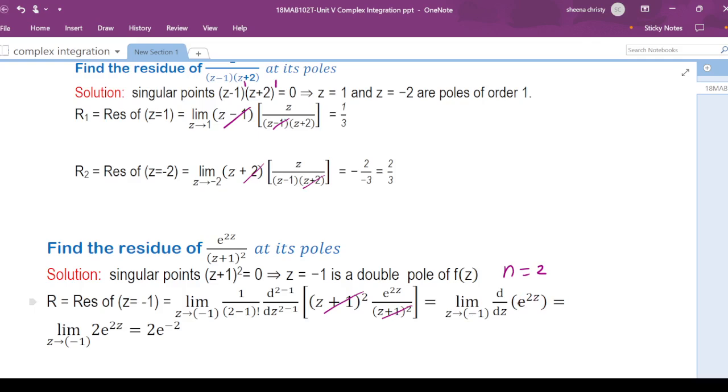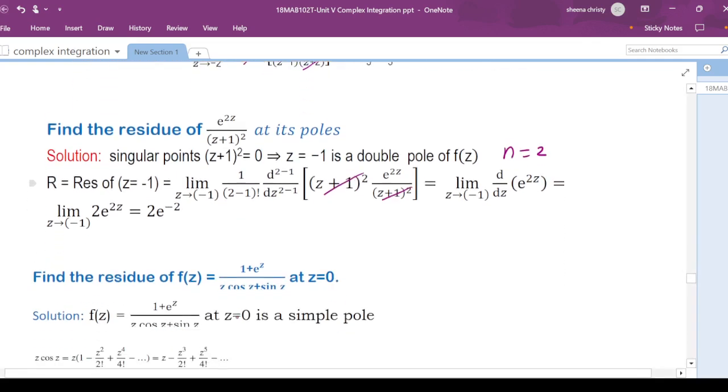We know the differentiation of e power 2z: you bring the 2 to the front, giving 2 into e power 2z. Now apply z tends to minus 1. You will get 2 into e power minus 2, which is the residue of the given function at the pole z equal to minus 1. Hope you understood. Next, we'll move on to the next problem.